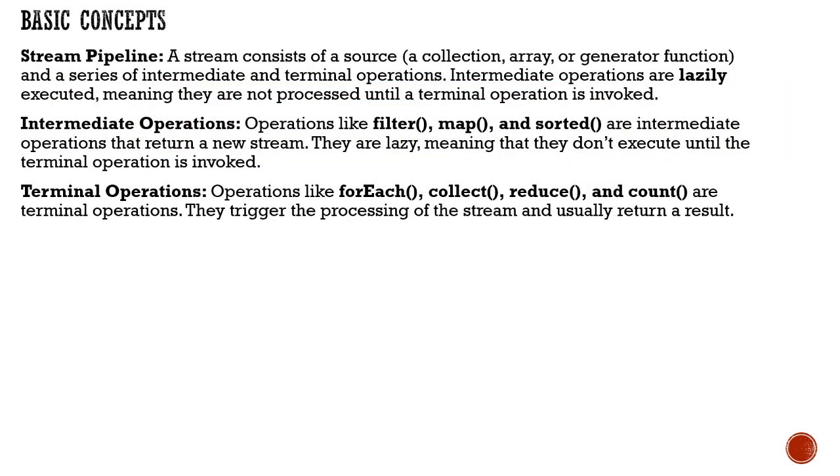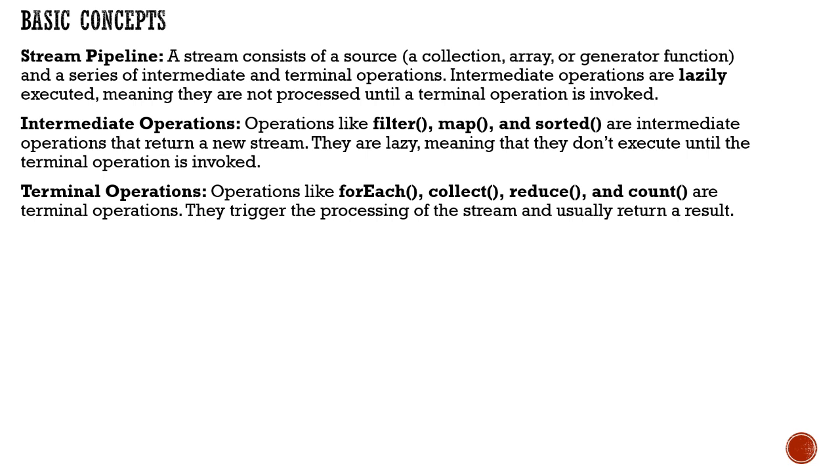Now let's understand the basic concepts. A stream basically involves three parts. When you convert any input to a stream, a pipeline is created. The stream takes its input from a source, which can be a collection, an array, or a generator function. Then a series of intermediate operations and a terminal operation are performed.